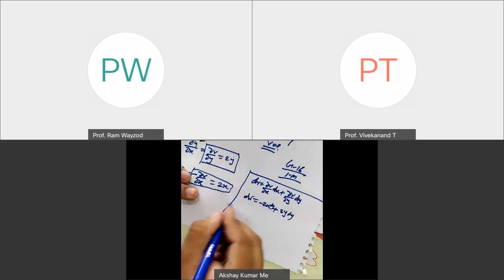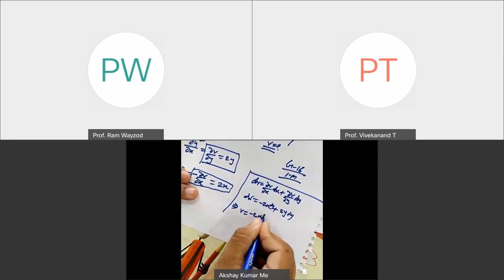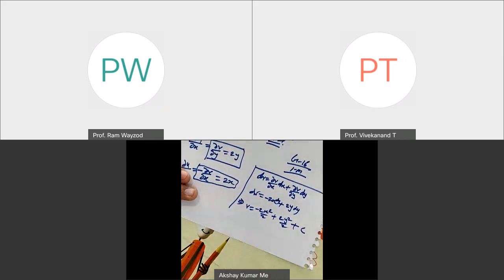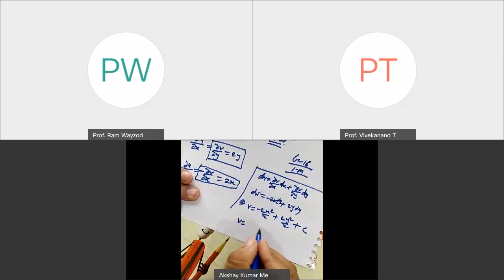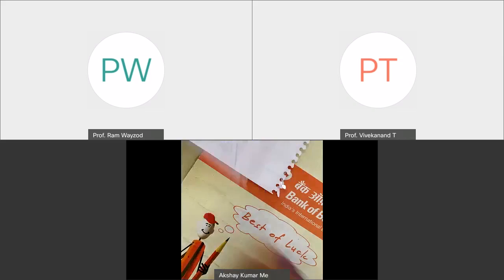So simply take integration on both sides. We get minus 2x square by 2 plus 2y square by 2 plus c. Integrating each term, we get v is equal to minus x square plus y square plus a constant, which is the required answer for v. Next example.